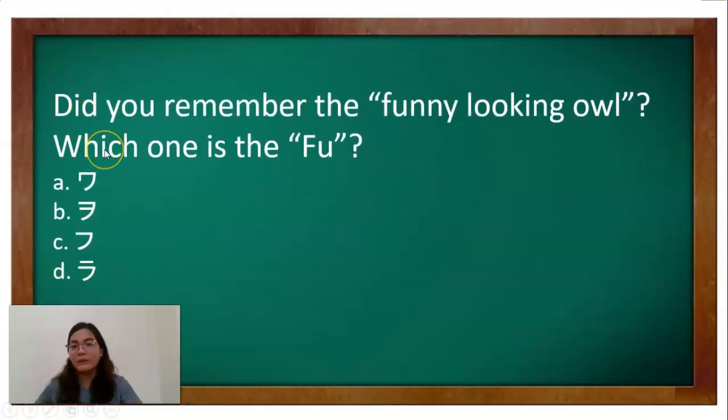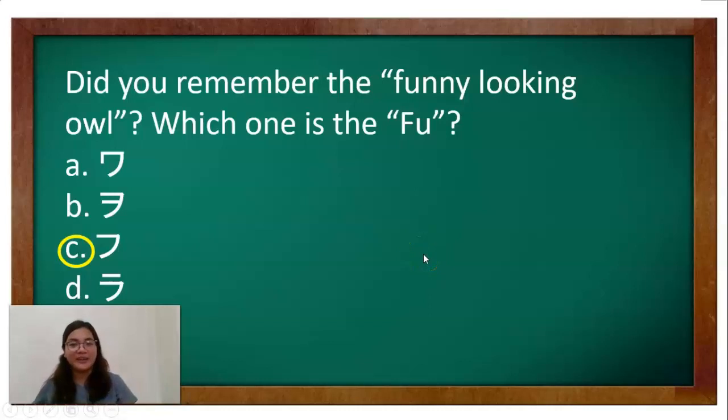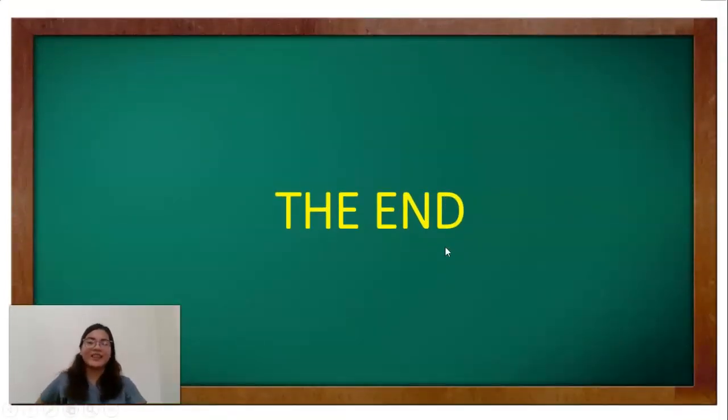Did you remember the funny looking owl? Now, which one is the fu? Is it A, B, C, or D? And the correct answer is letter C. Okay, I hope you got it right. And that's the end of our Katakana Mnemonics.